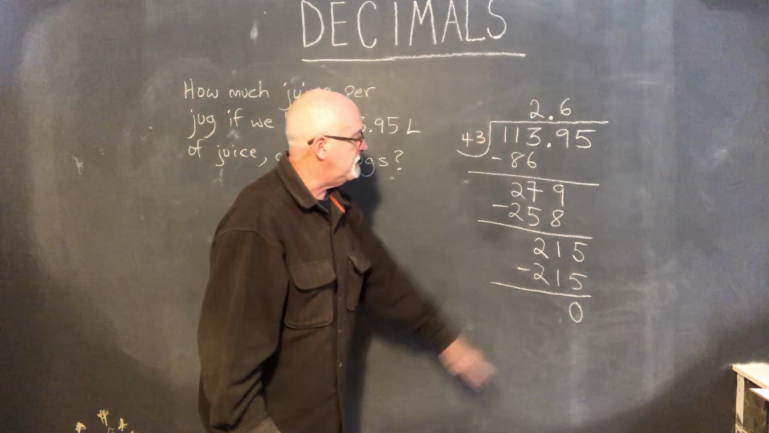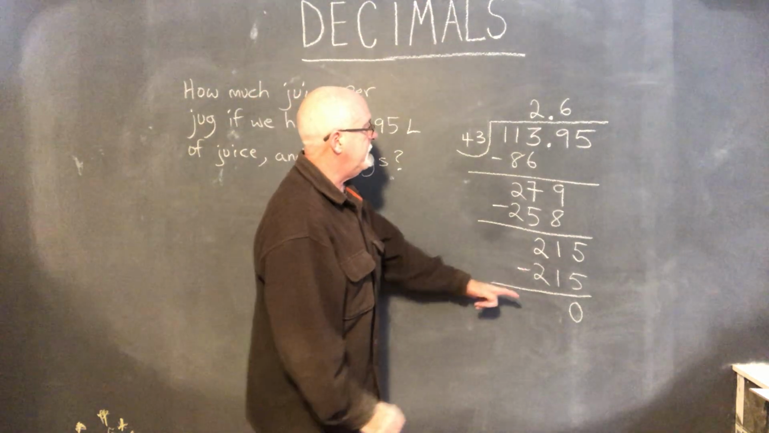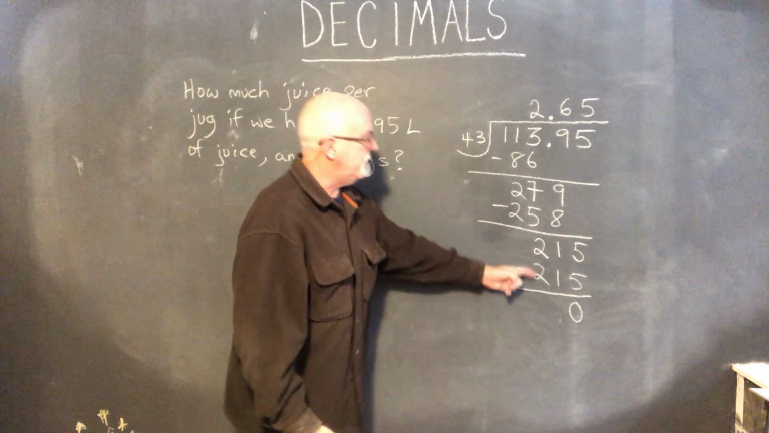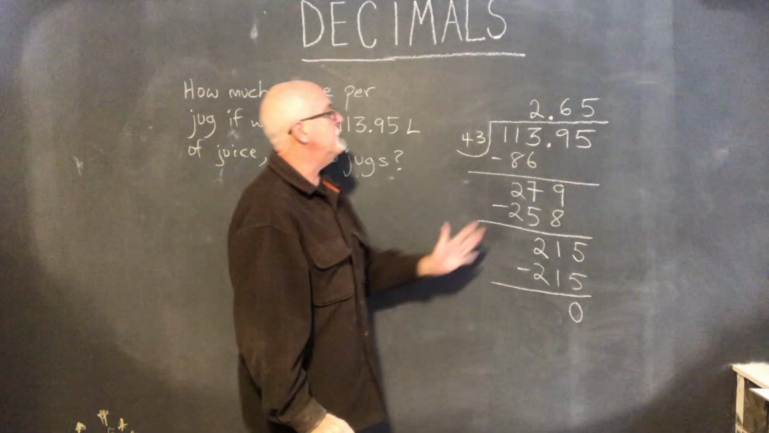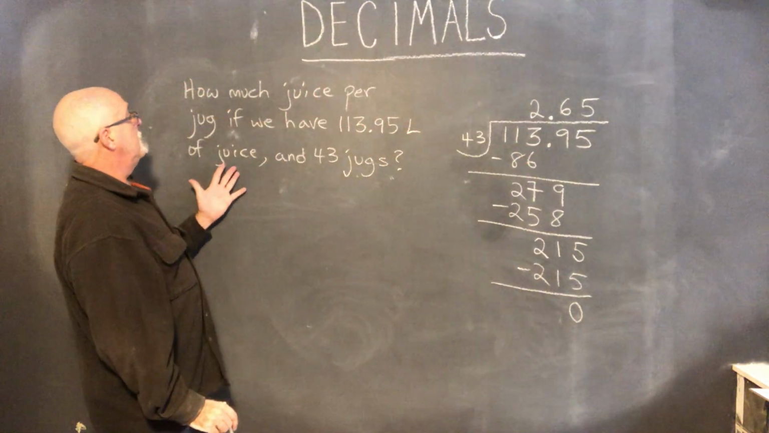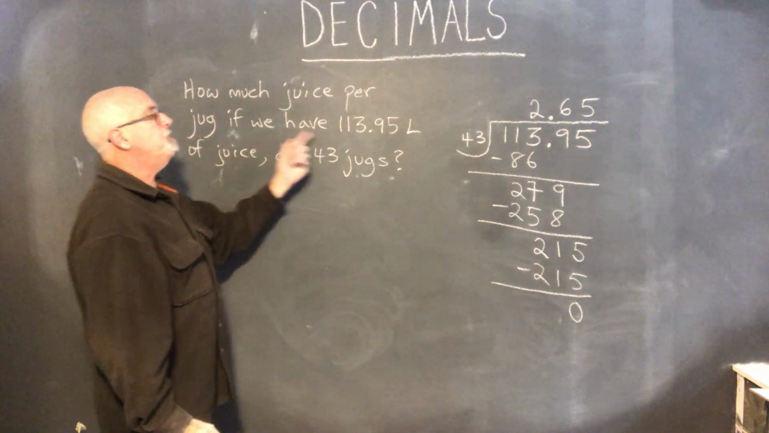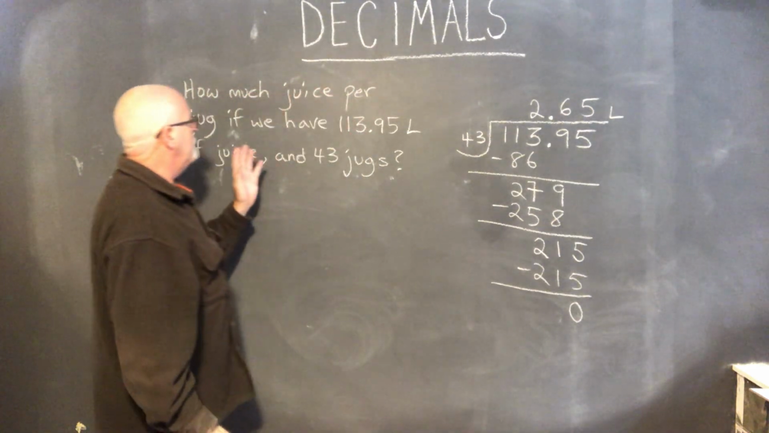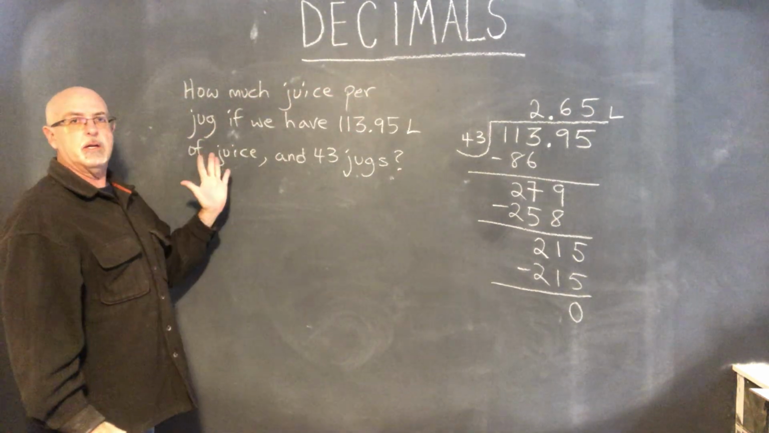I got one of those nice ones where I ended up with 0, so it means I know I'm finished. But of course, I should have written this 5 before. 5 times 43 is 215. That's what I did. Okay, so 2.65 is my answer. We're able to fit 2.65 liters of juice in each jug.